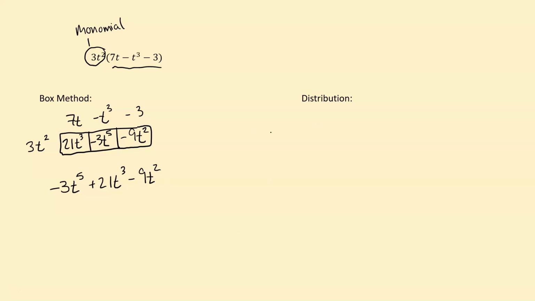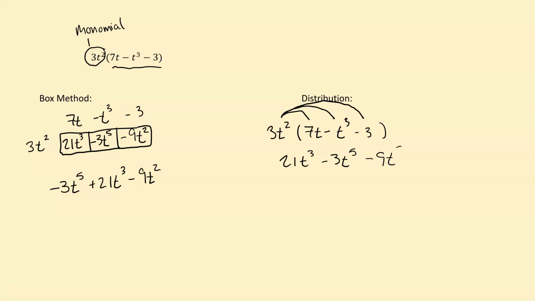The distribution method for this one, I think, is a little more intuitive because it's what we're used to with distribution, where we're just distributing one term, or we have a monomial. So we would just distribute like we normally would, just like that. So once again, 3t squared times 7t is 21t to the third power. 3t squared times a negative t cubed would be a negative 3t to the fifth. And then 3t squared times negative 3 is a negative 9t squared.